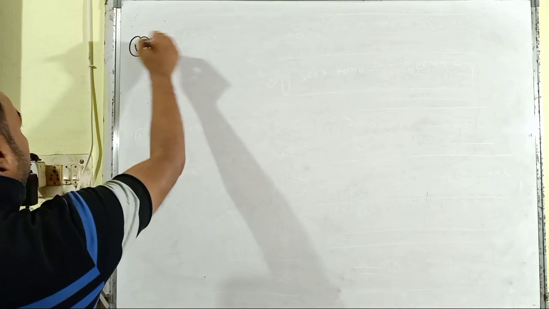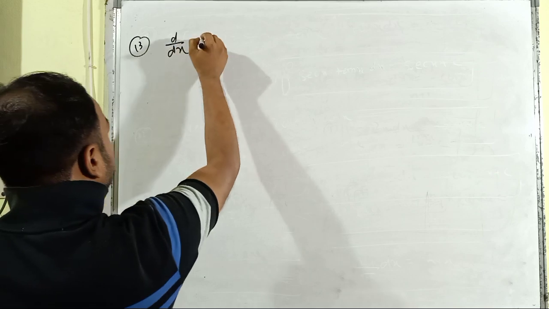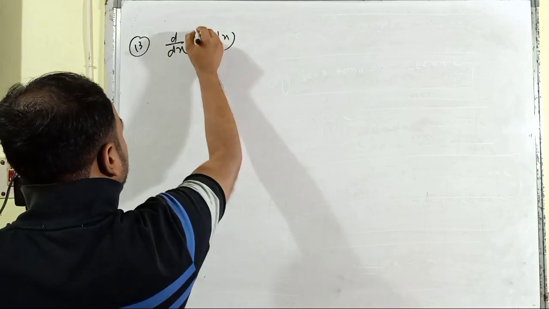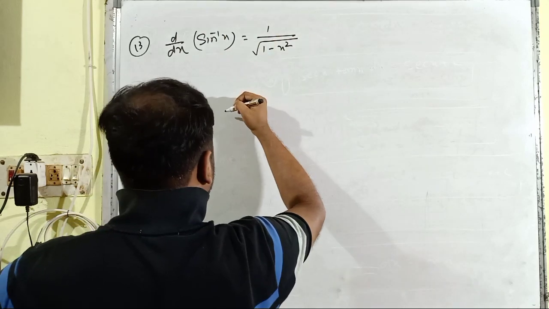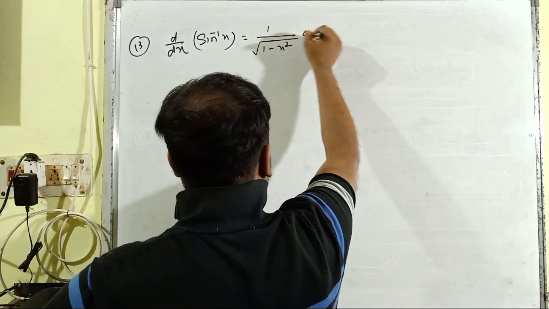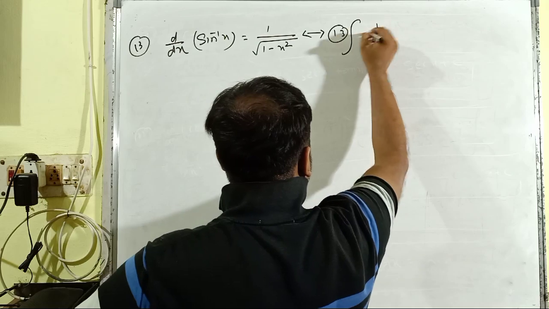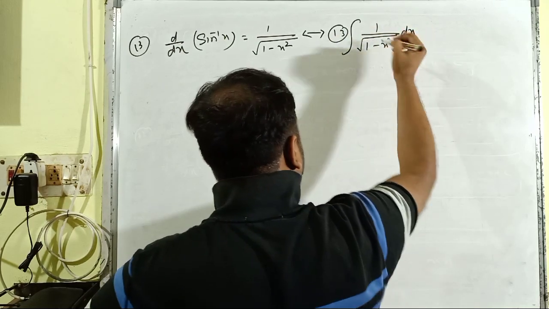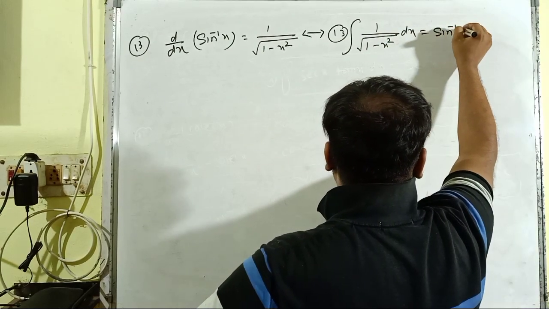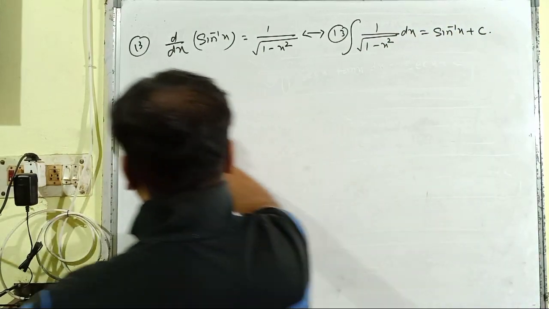Number 13, derivative of sine inverse x, it is 1 upon the square root of 1 minus x square. Then the formula of integration tells that the integral of 1 upon the square root of 1 minus x square with respect to x, it is sine inverse x plus c.